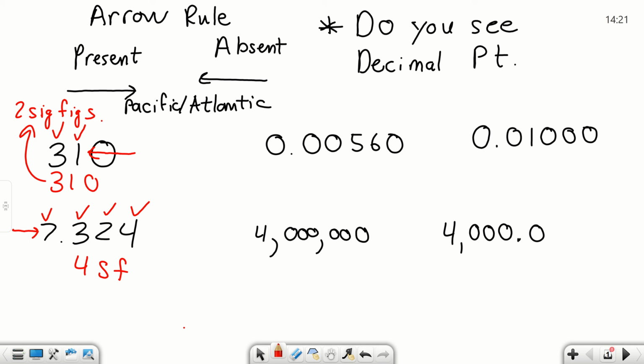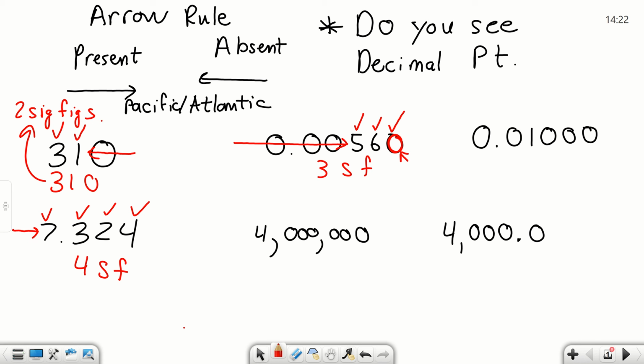All right. So decimal, come from the left. 0.00560. I come from the Pacific and keep going all the way until I hit 5. Now I count everything after it, including the 0. I didn't cross it out, so now that 0 is significant. So 0.00560 has 3 significant figures. What we're basically saying is, I could measure to this place. What's that? The 100,000th place, right? That's what we can possibly measure to.